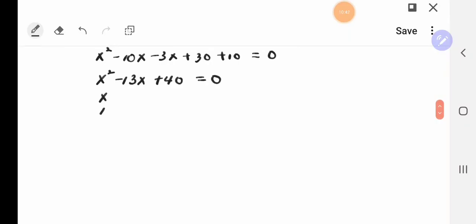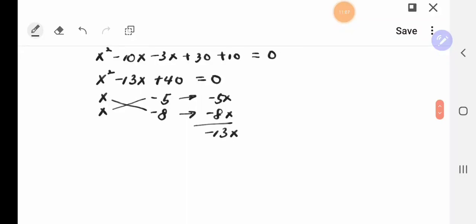So x squared is x times x. 40 is 5 times 8. And the result has to be negative, so we can put both negative. Negative 5 times negative 8 is still positive 40, so this is okay. Then this product is negative 5x, and this product is negative 8x. The sum is negative 13x, which is the same as the second term. So the left-hand side is the product of these two binomials: x minus 5 times x minus 8 equals 0.